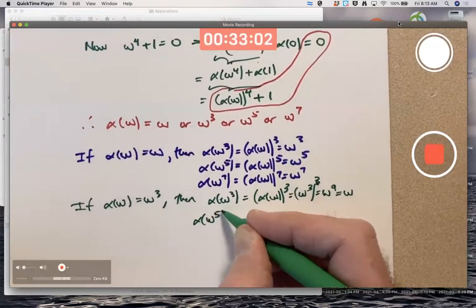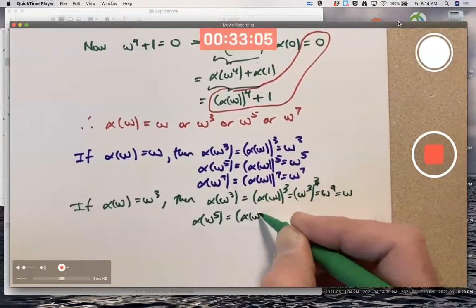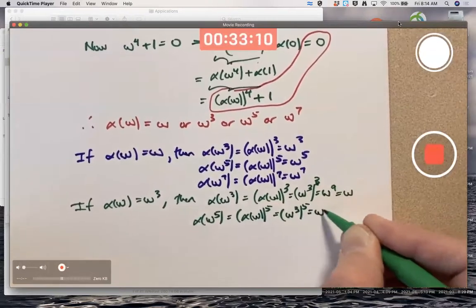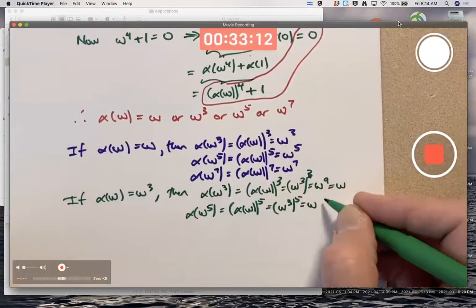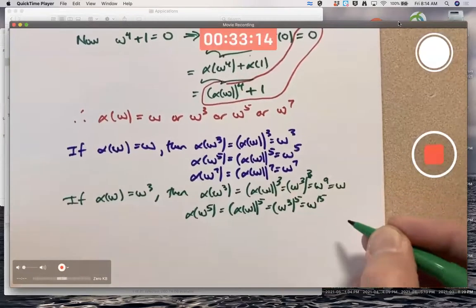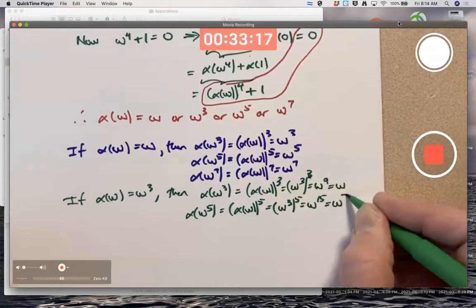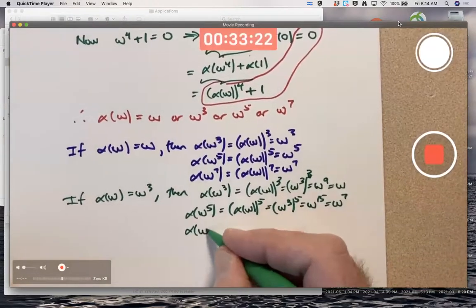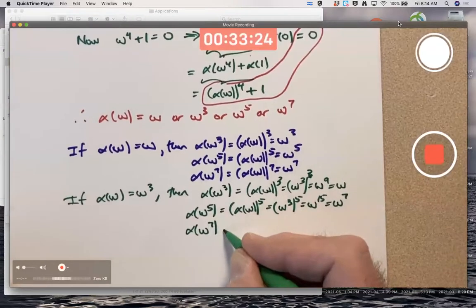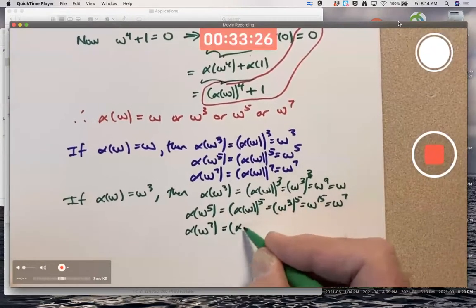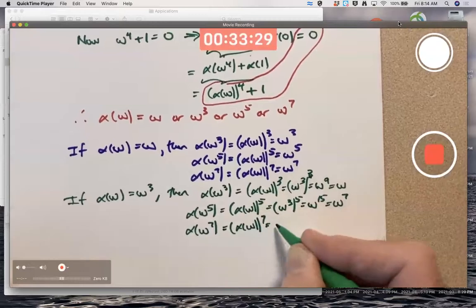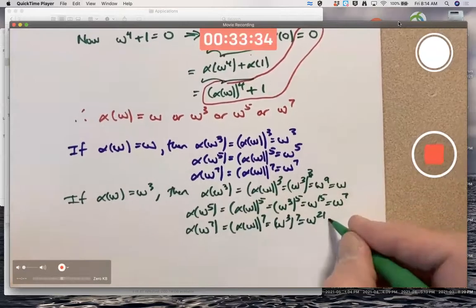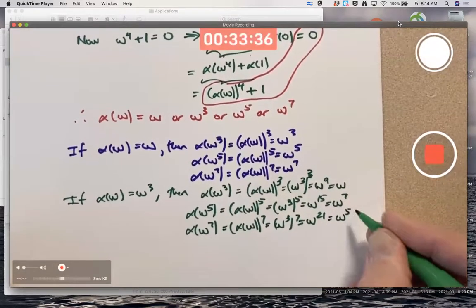What about alpha of omega to the 5th? That'll be alpha of omega quantity to the 5th, which is omega cubed to the 5th, which will be omega to the 15th. Mod the exponent by 8, that is the same as omega to the 7th. Alpha of omega to the 7th will be alpha of omega quantity to the 7th, which will be omega cubed to the 7th, which will be omega to the 21st. Mod the exponent by 8, this is the same as omega to the 5th.